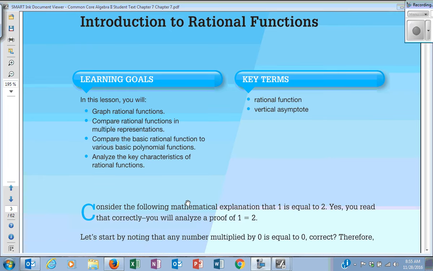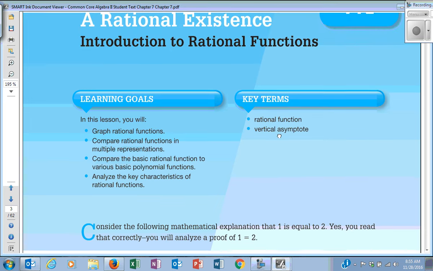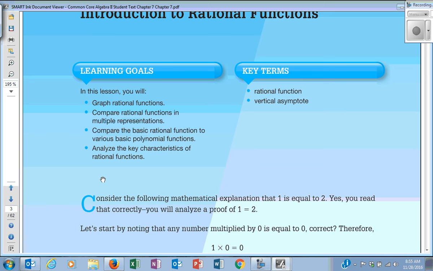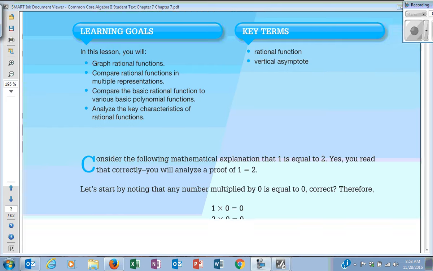So we're going to definitely hit some things. Rational functions is one thing we're going to define, and vertical asymptotes is another thing we're going to talk about. And we're going to go back over horizontal asymptotes and make sure we have those understood. So, all right, here we go.